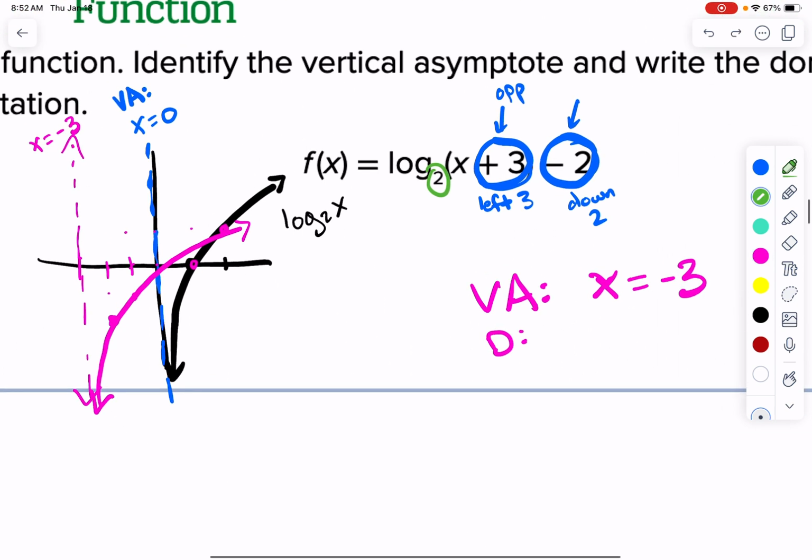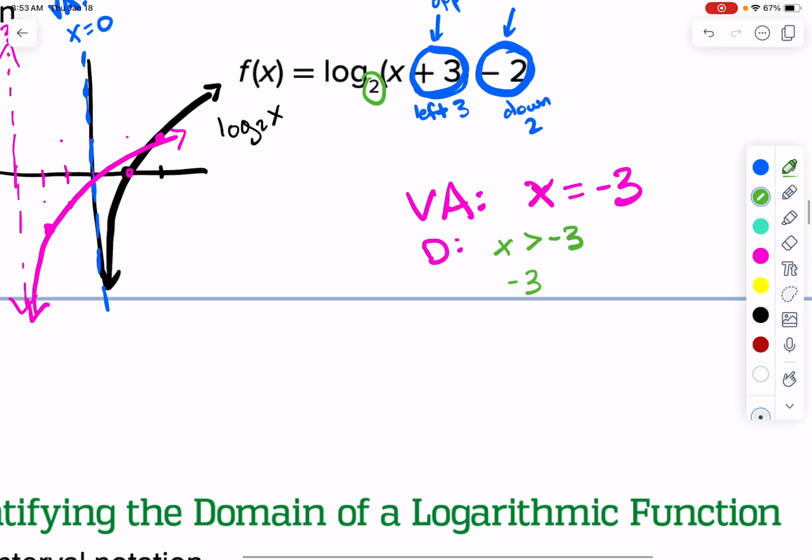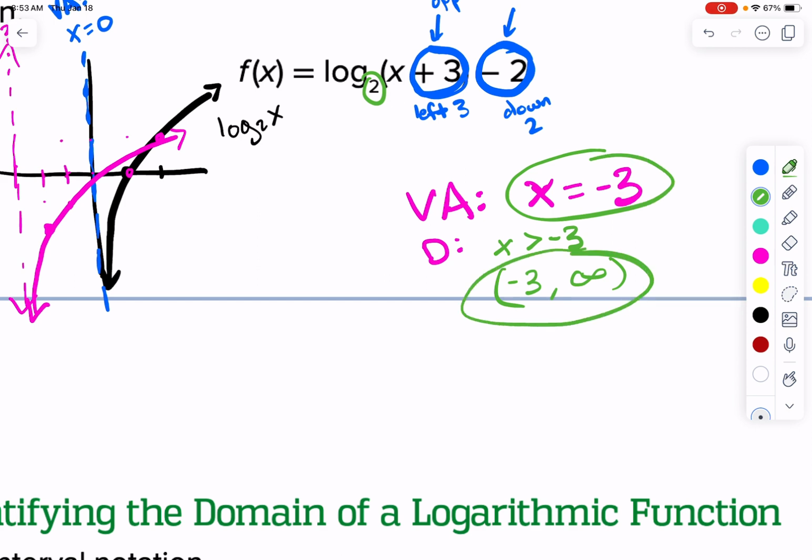So for domain, the x's are greater than -3. That's not interval notation yet, though, okay? He's not touching -3, so he's not equal to -3. If you write interval notation, he'll go from -3 to infinity, with a parenthesis, because he's not touching -3. So this is the VA, this is the domain. They go hand in hand with each other because that's kind of how it works, okay?